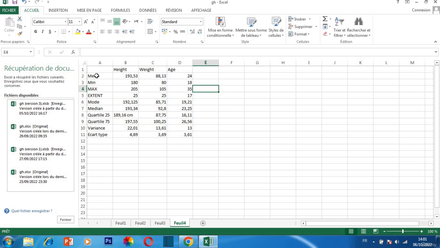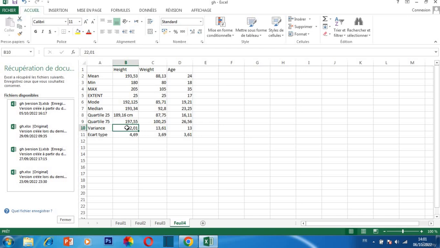So what we're gonna do is, for example, we have the mean of the height of 50 meter freestyle finalists is 193.53. For the weight it is 88 kilograms. For the age it is 24.